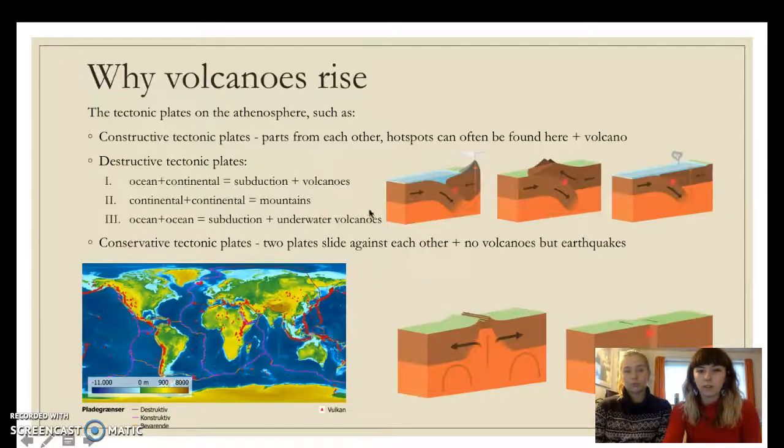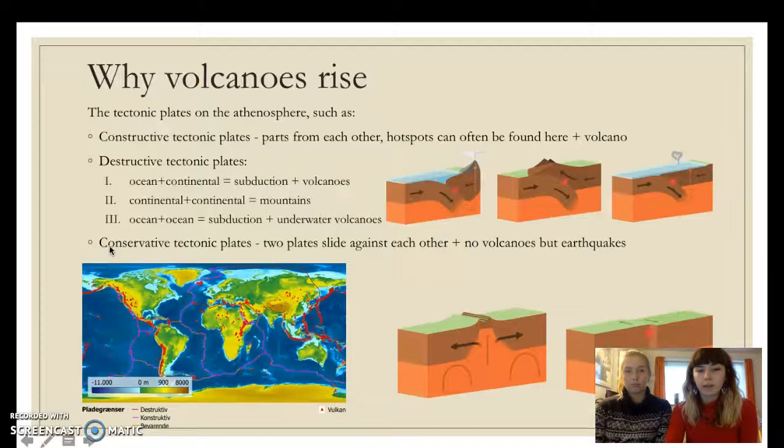And then we have the 2 continental plates, and they create mountains, where also again the one with the highest density is subducted into the ground and is melted, but that does not create volcanoes. And then the two oceanic plates, where they also subduct, or the one with the highest density subducts under the one with the lowest, and this creates underwater volcanoes, which can create islands.